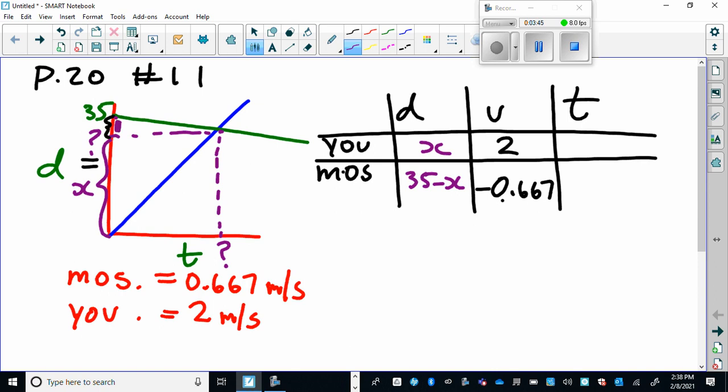But once again, you have to be very careful here. You have to acknowledge that the mosquito is going in the opposite direction that you are going, so therefore it's negative. And once you've got this information, you can proceed in the same way that we did question 12. In other words, you can now write an expression for time. We know that time equals distance over velocity, or displacement over velocity, and therefore an expression for the time that you are traveling is going to be X over 2, and an expression for the time that the mosquito is traveling is negative (35 minus X) over negative 0.667.